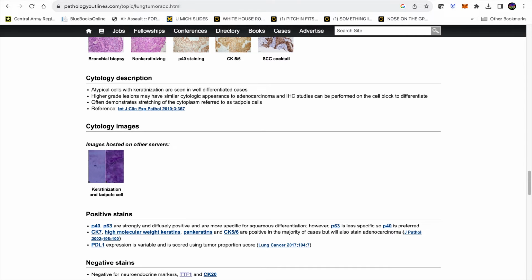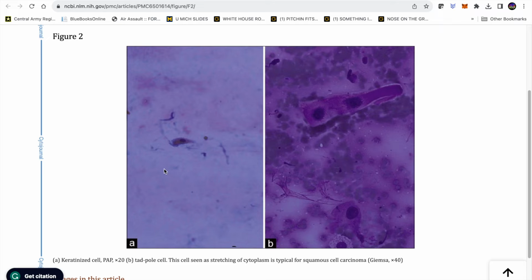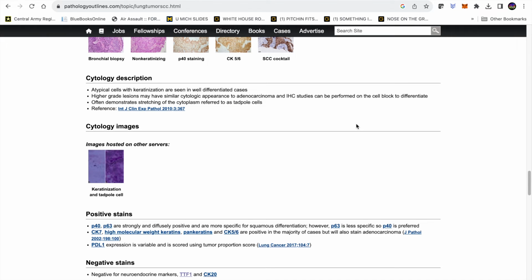So let's just take a look at that atypical keratinization. On the left here in A, you see a keratinized cell, and on the right, you would see a tadpole cell. And if anyone's ever seen a tadpole in the wild or in life, you know that they look a lot like that. They have an elongated tail with their head in this area. So if you see atypical keratinocytes or keratinized cells, and then tadpole cells, these could be features potentially of a squamous cell carcinoma of the lung.